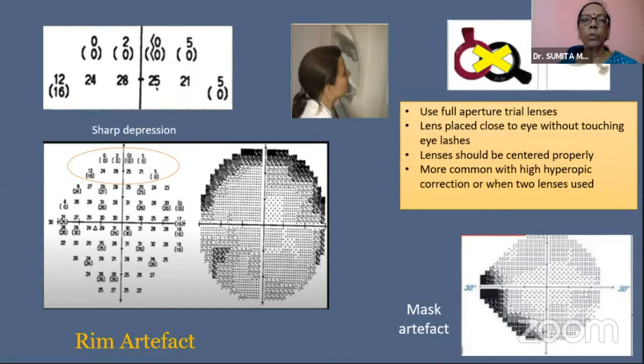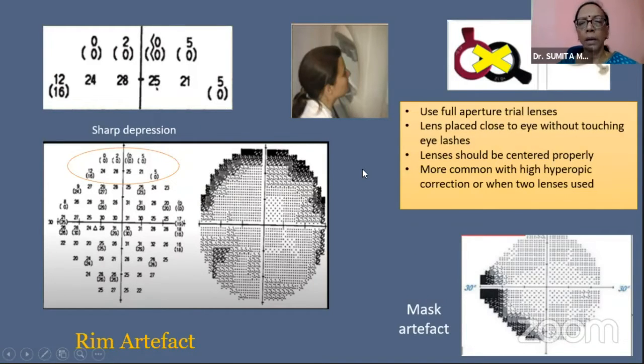And the trick: how will you know that there is a rim artifact? It will produce an effect like this, and we can confuse it with an arcuate defect. So the trick is that there is a sharp depression in the peripheral points. You can notice here from the 25, 24 like that, it has already become 0 and even less than 0. So this should give us the clue that there is a rim artifact. It's not due to a peripheral glaucomatous defect.